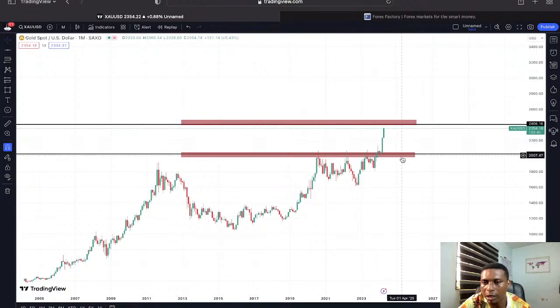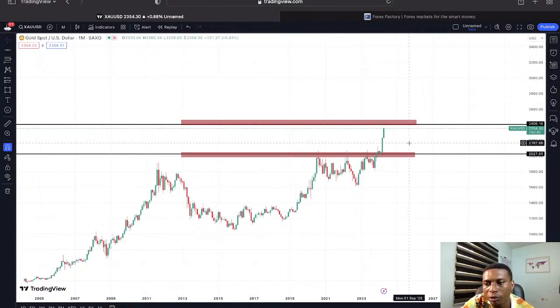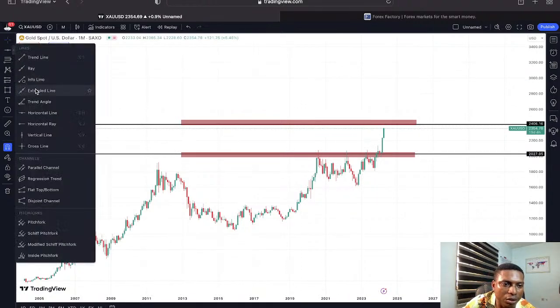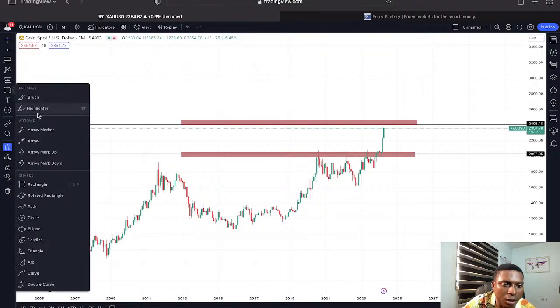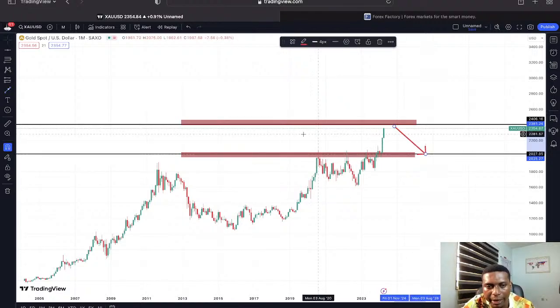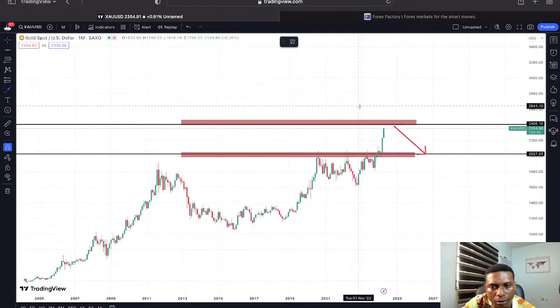Okay, a reversal would definitely come to test the 2000k region. Let me see what I can use to illustrate this market movement or market expectation from here.